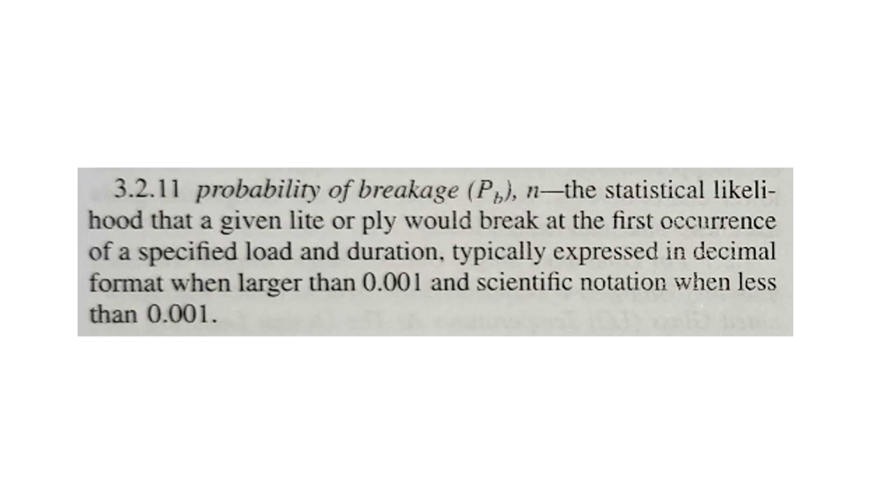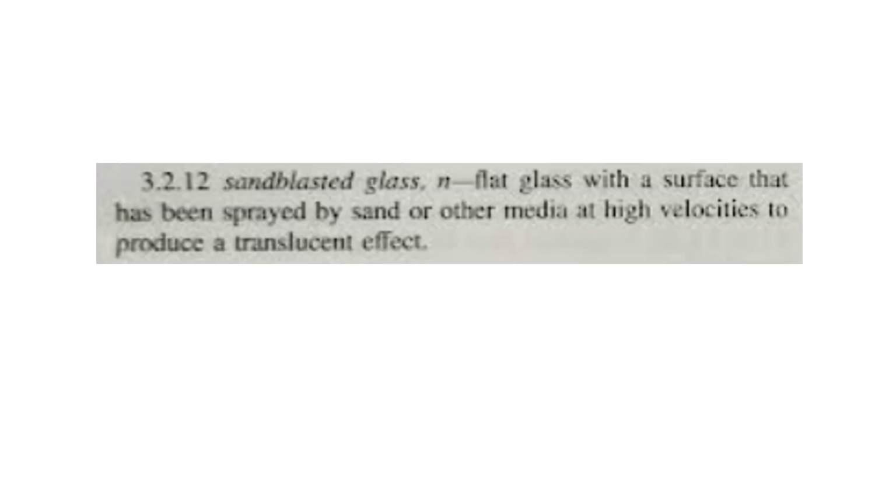Okay, 3.1.1, probability of breakage: the statistical likelihood that a given light or ply would break at the first occurrence of a specified load, typically expressed in a decimal format when larger than 0.001, and scientific notation when less than 0.001. So we usually use 0.008. I wish they would have given us a little bit better definition on that.